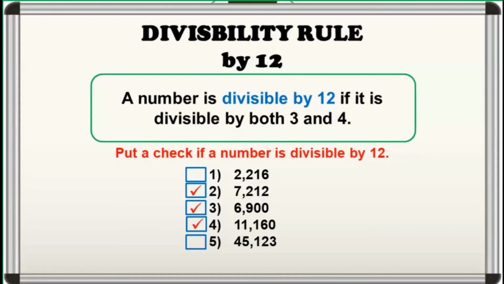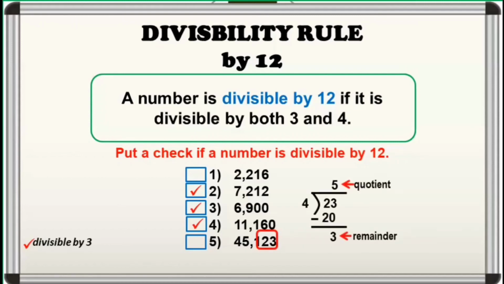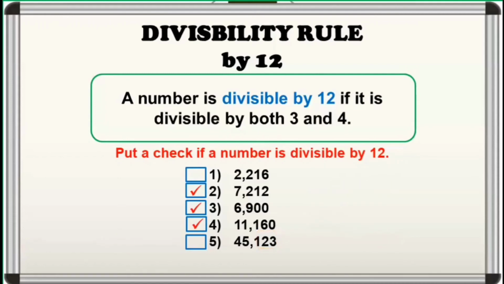For number 5, the sum of its digits is 15, so the given number must be divisible by 3. However, its last two digits form the number 23, and it's obviously not divisible by 4, and so is the given number. Therefore, the given number is not divisible by 12.